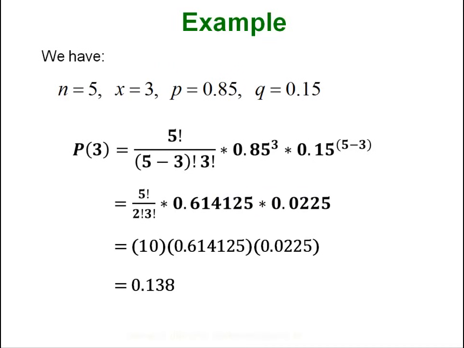Here is everything thrown into the formula. N is 5. X is 3. Right? Our success rate is 0.85. Our failure rate is 0.15. Put in the 3. Put in the 5 minus 3. Calculate all that stuff out, and it ends up being 0.138, or almost 14%. And it's as simple as that. Again, technology will do it for us, lickety split.